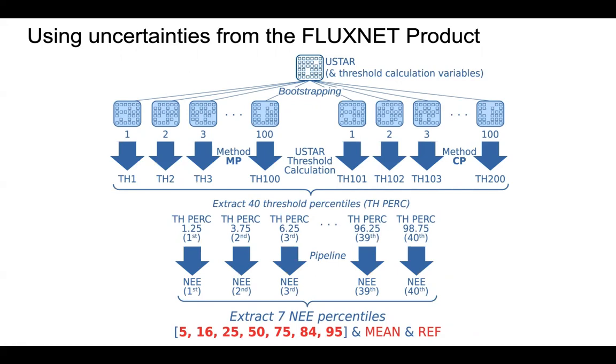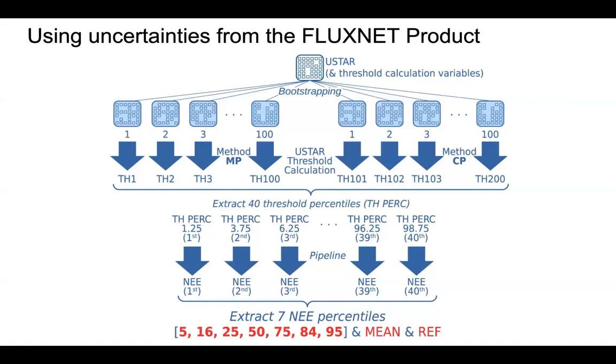So we use this approach of estimating a threshold of friction velocity, U star, to allow us to evaluate when we have enough turbulence to have the eddy covariance method working. Now, this method depends a lot on what data is available. So we are using this bootstrapping approach to try to cover a good range of conditions that could arise at the site. For each site, we are generating these 200 versions of the U star threshold.